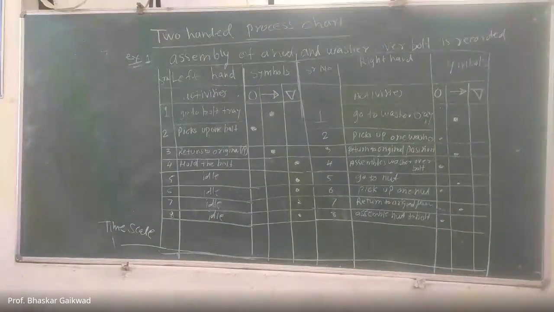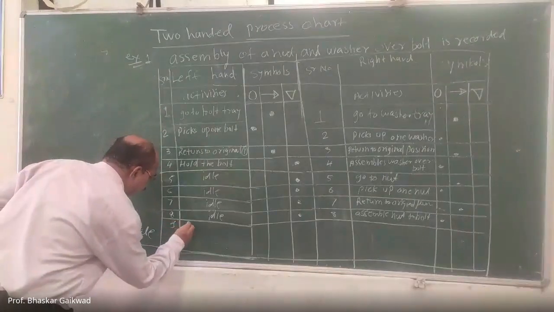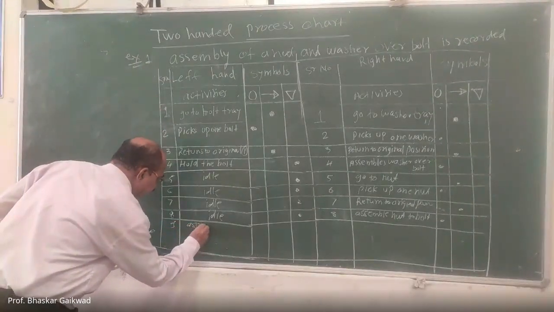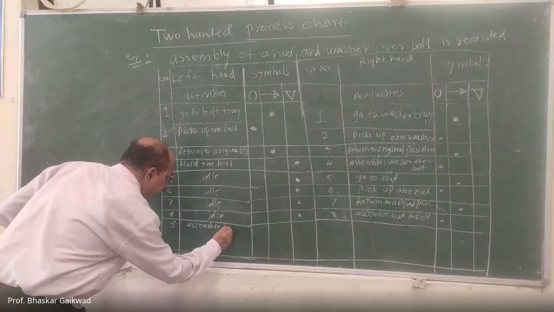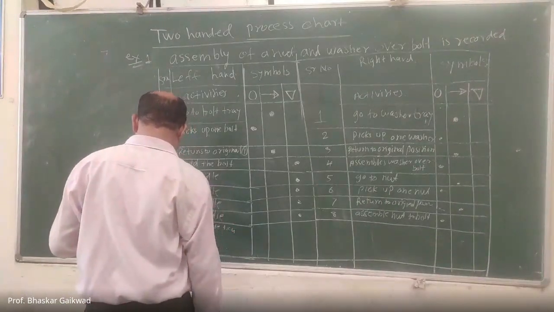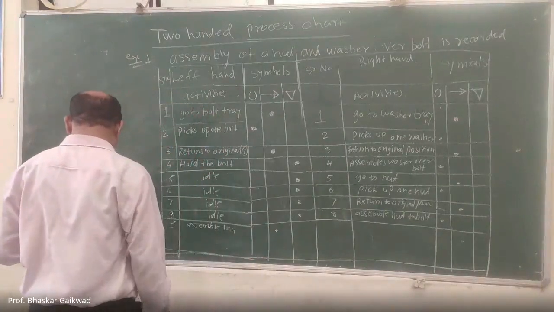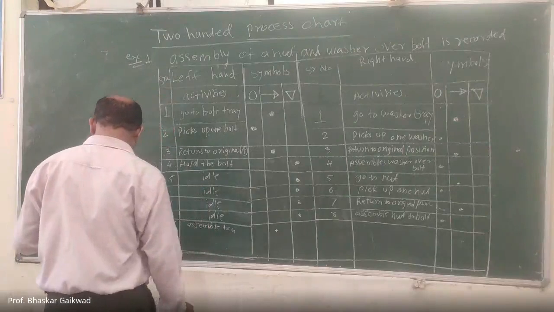Ninth operation, to the assembly tray, for the left hand side. Assembly tray. So here is the transportation. And then put the bolt in the tray.